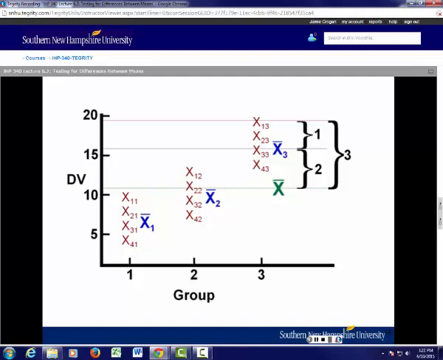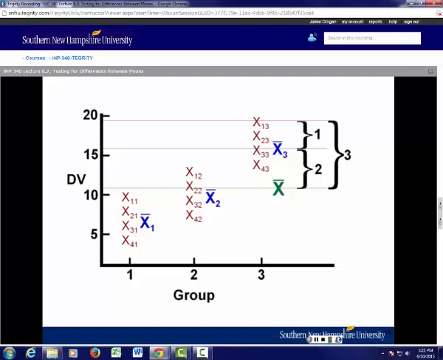So what you have here is 4 people in group 1. This is just a schematic to show you what might happen. So you have the 4 people in group 1. They're labeled X11, X21, X31, and X41. Then you have 4 more people in group 2. Then you have 4 more people who are in group 3. These are the 3 samples.